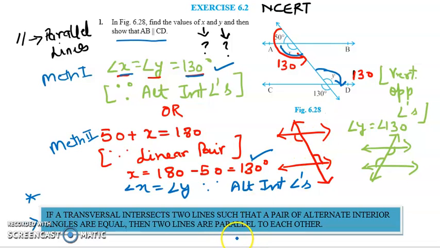So therefore we will write this. Therefore AB is parallel to CD. Are you following, students? You have to write this statement, this is important. I am repeating again. If a transversal intersects two lines such that a pair of alternate interior angles are equal, then the two lines are parallel to each other. So this question is finished now. We have found the value of x and y and we have shown that AB is parallel to CD.